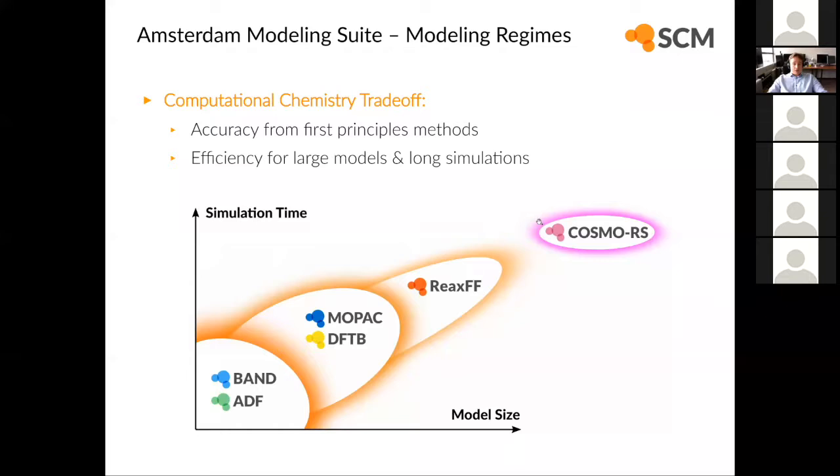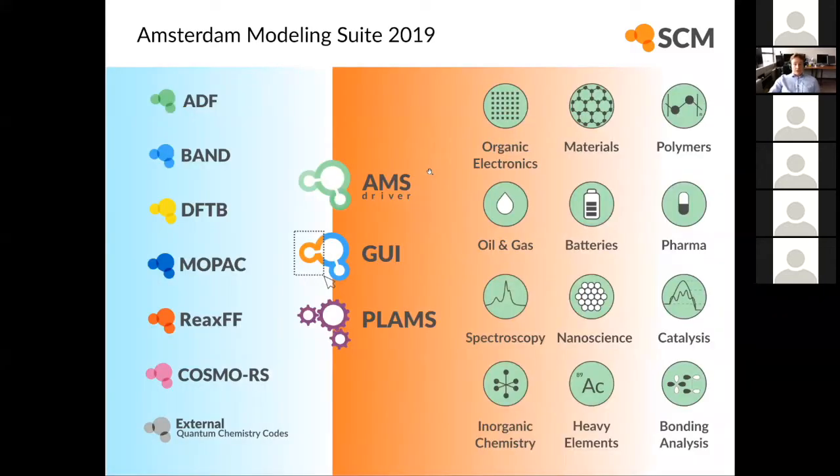And we try to combine them in order to exactly tackle this computational chemistry trade-off. On the one hand, one has very accurate methods available, but they're computationally very expensive. However, one would like to study large models and understand them, optimize them, and also one would like to do the same for processes, which often requires long simulation times.